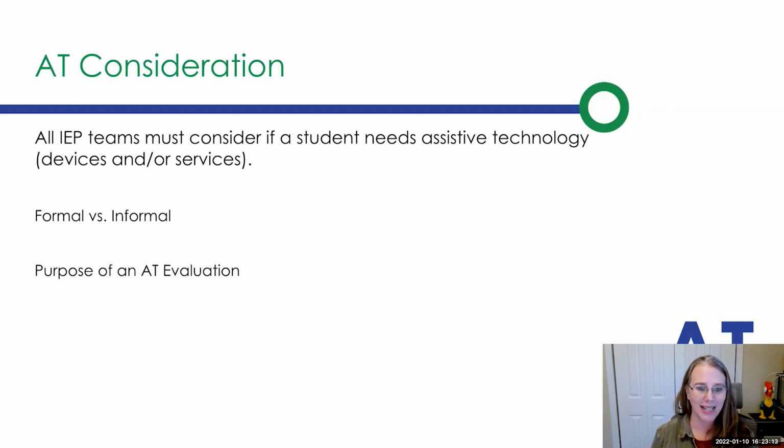All of that's not going to happen during an IEP meeting. So the initial consideration may just be determining that there is an AT evaluation that needs to be done, and the team agreeing that that's going to happen before the next meeting. And that could be a meeting that comes sooner or later, depending on what needs to be written in.